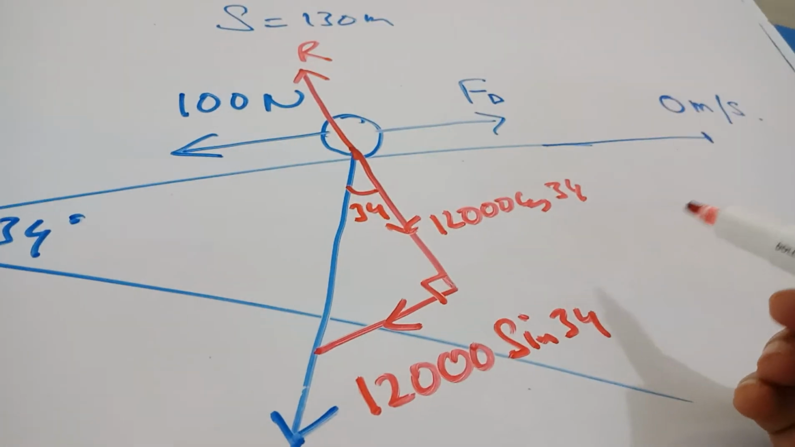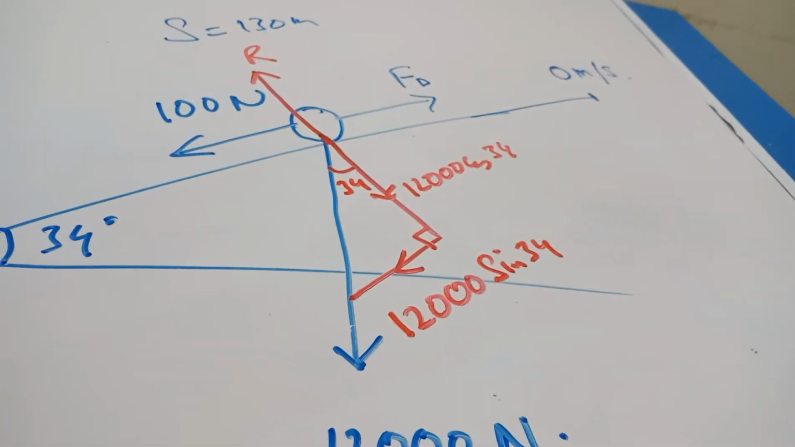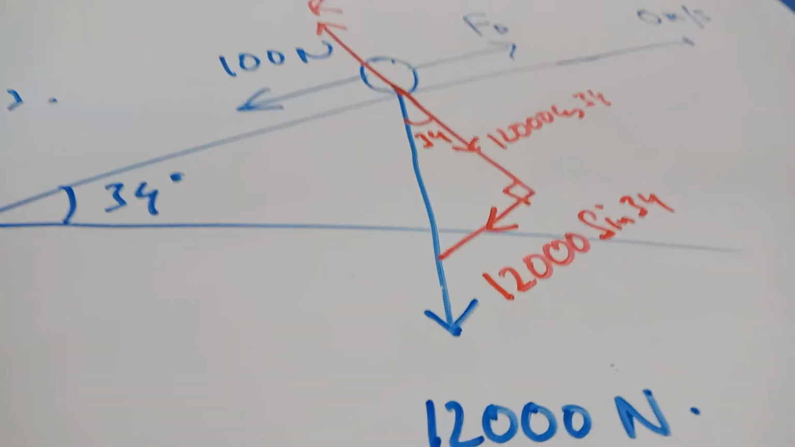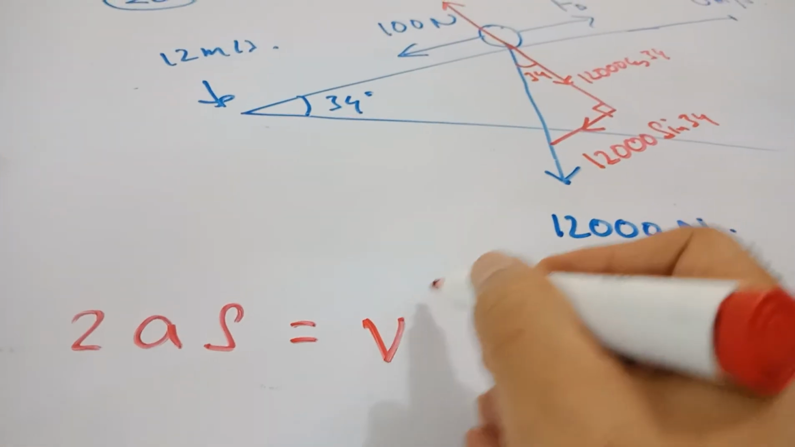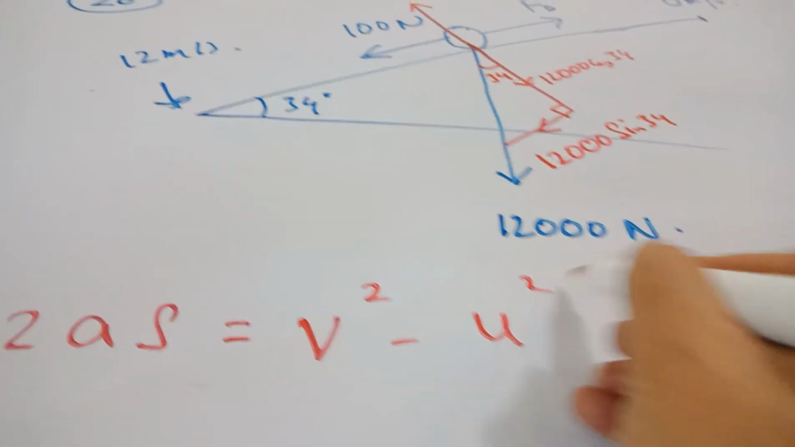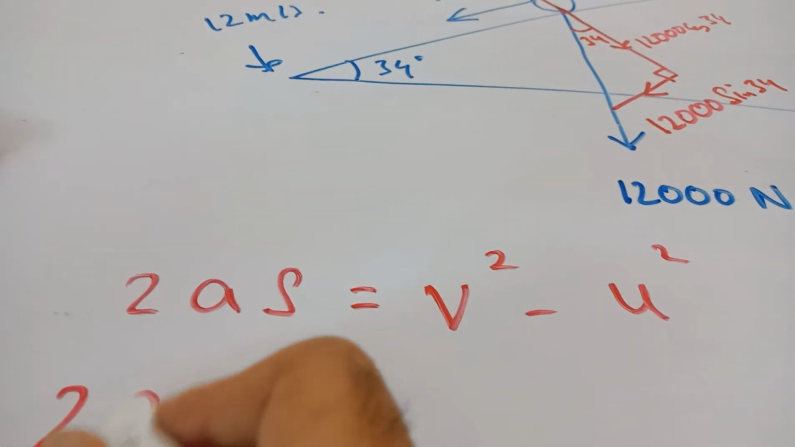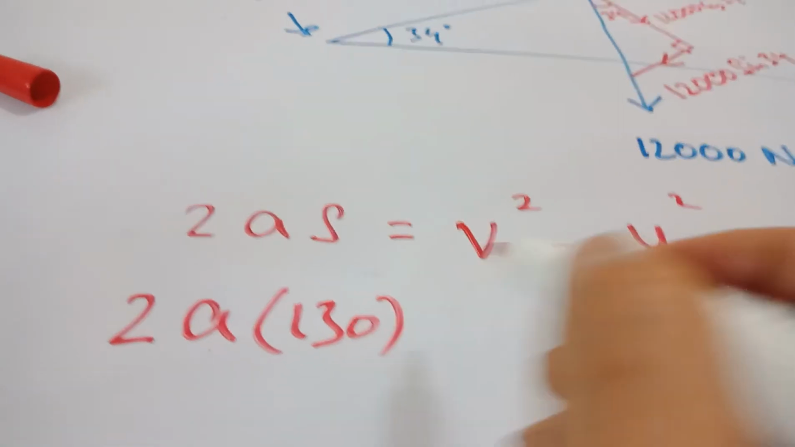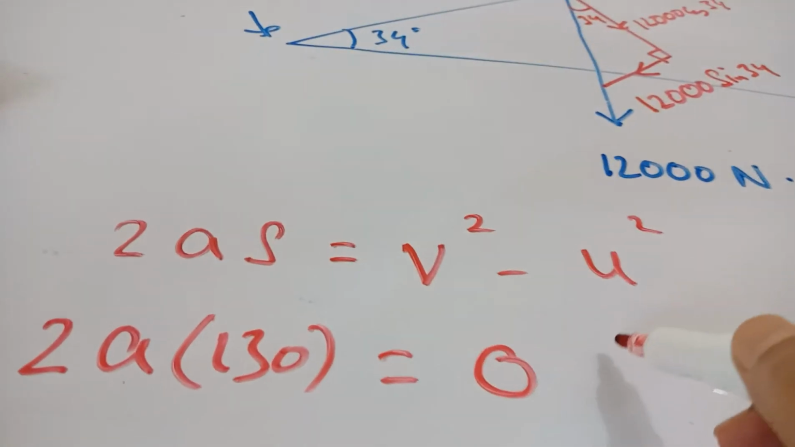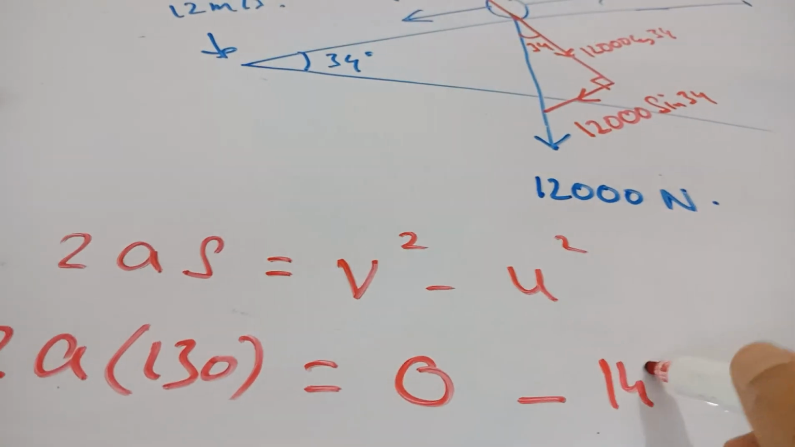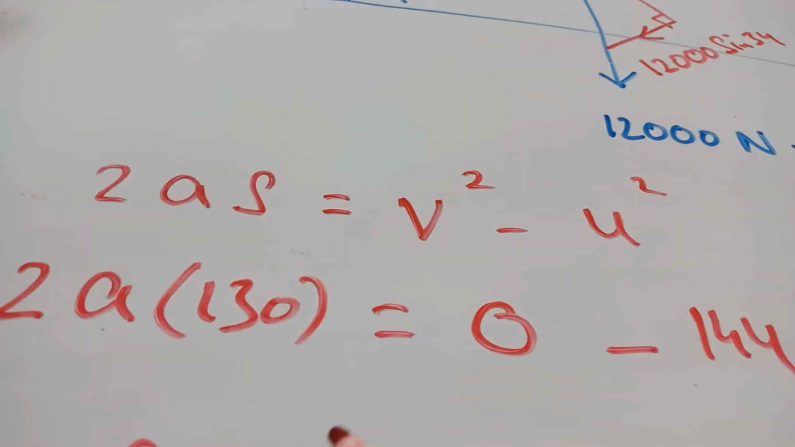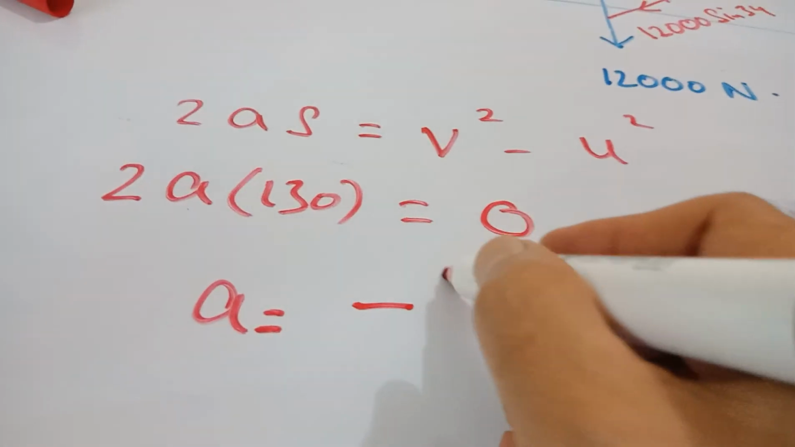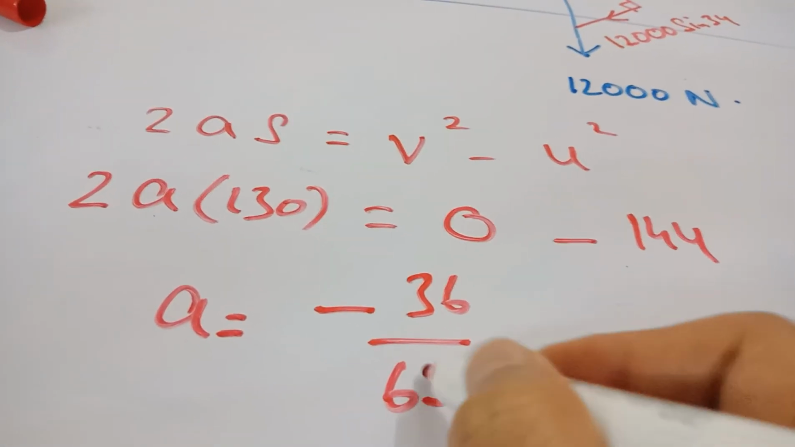Now, this is up to you. Either you find the acceleration first or you find the force first. I'll be finding the acceleration first using the equation 2as, that is v squared minus u squared. So this is going to be 2a into 130. I'm just taking v as 0, and this is minus 144. Now this gives me the acceleration, which I have calculated already. It is minus 36 over 65.